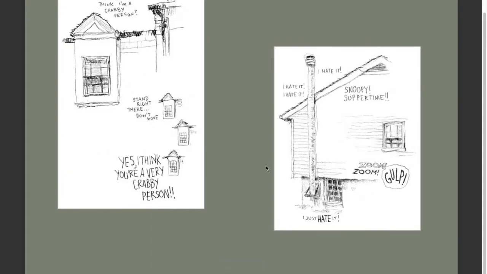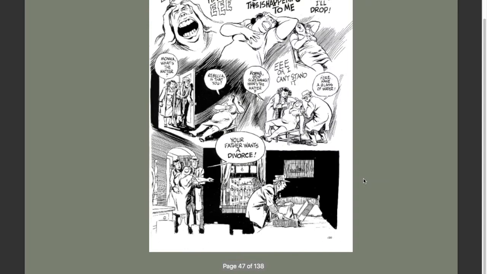This is Warren Craghead having fun with taking text from a Peanuts comic and just putting it over a house as if you're hearing it from a house. "Linus, do you think I'm a crabby person? Stand right there. Don't move. Yes, I think you're a very crabby person." And sort of integrating it with these images of the house. It's totally a different context. But he's playing around with the sounds and or the shapes of the words and making the words expressive in ways that we'll see going forward.